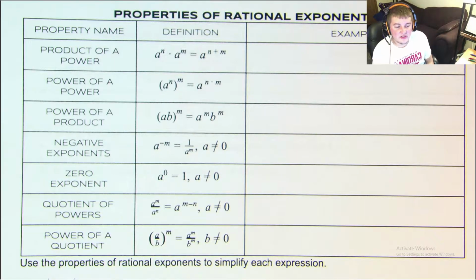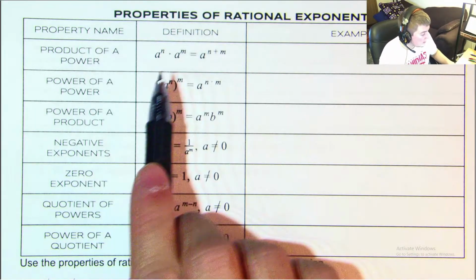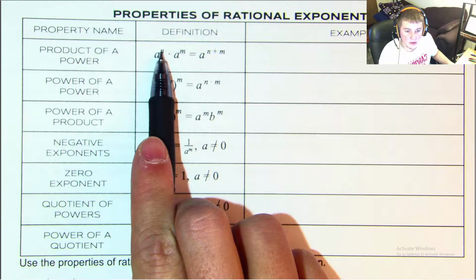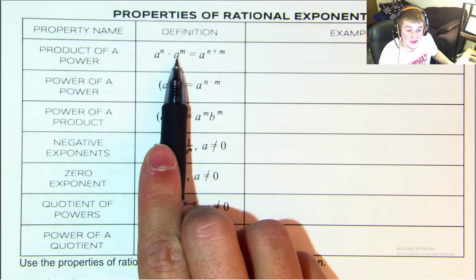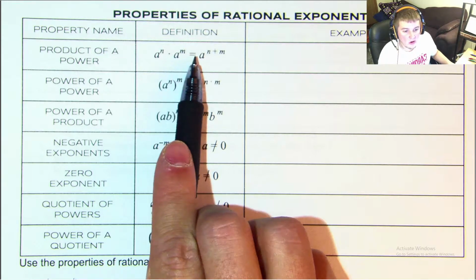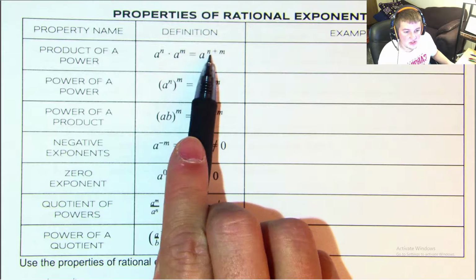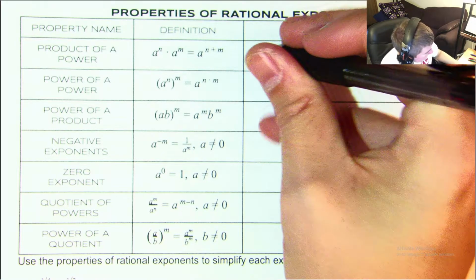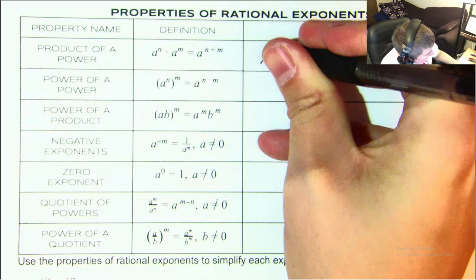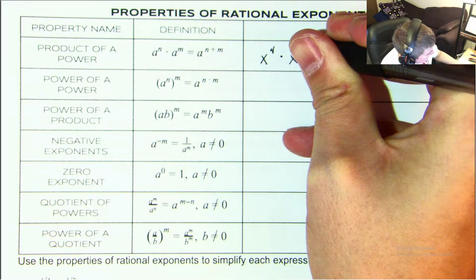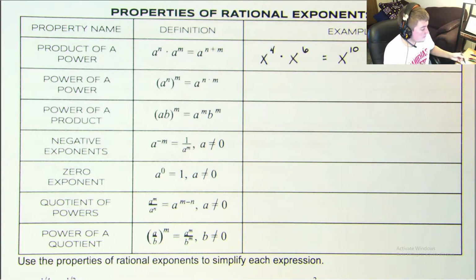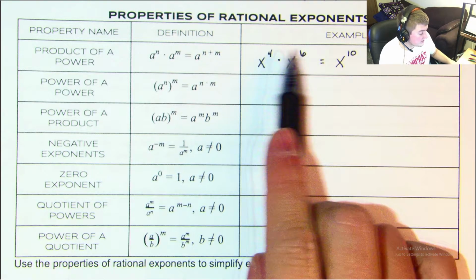Okay, so there's a whole bunch of different properties here, and we just got to recall what we have. So the very first one is going to be a product of a power. Here you can see I have the same base, a, and I'm raising a to the n power, and then I'm multiplying it by that same base, a to the m power. Turns out that all you have to do is take that same base and add the exponents. So if I have, for example, x to the fourth times x to the sixth, that's going to be equal to x to the 10th. Just 4 plus 6 is 10. That's how I get that.